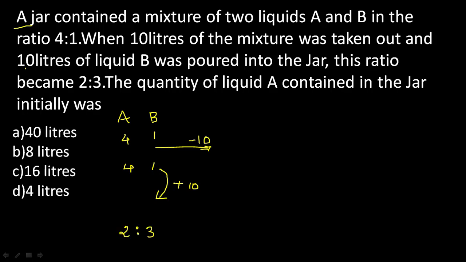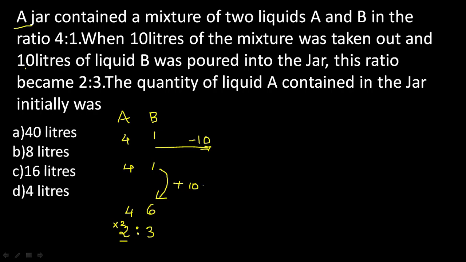10 liters. The 10 liters of mixture is taken out and 10 liters of B component is added, then the ratio becomes 2:3. Okay, so they are adding only B, so there is no change in the A quantity, so you have to make the A same, so you have to multiply by 2. So 2 2s are 4, 3 2s are 6.